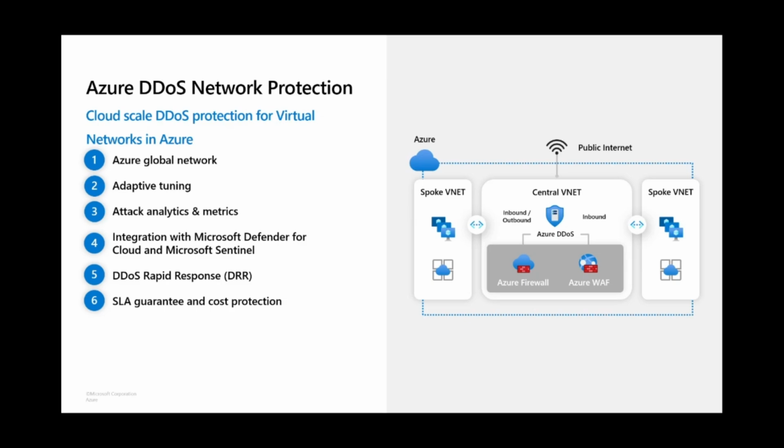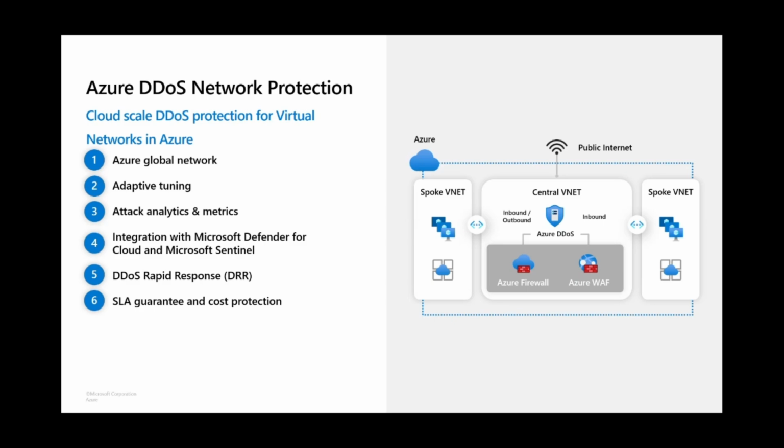Then we have also the DDoS rapid response. Once you have this DDoS network plan, you'll have access to the DDoS rapid response team, which is a dedicated team that can help you with support during DDoS attacks. They can help you with investigating previous attacks and seeing where it can be improved. And also they can manually change the thresholds if, for example, you need to increase or decrease them for your specific environment where you have it enabled.